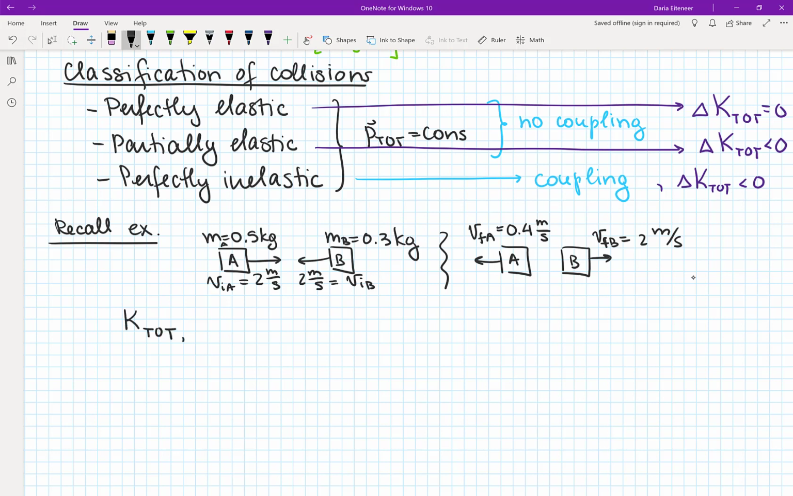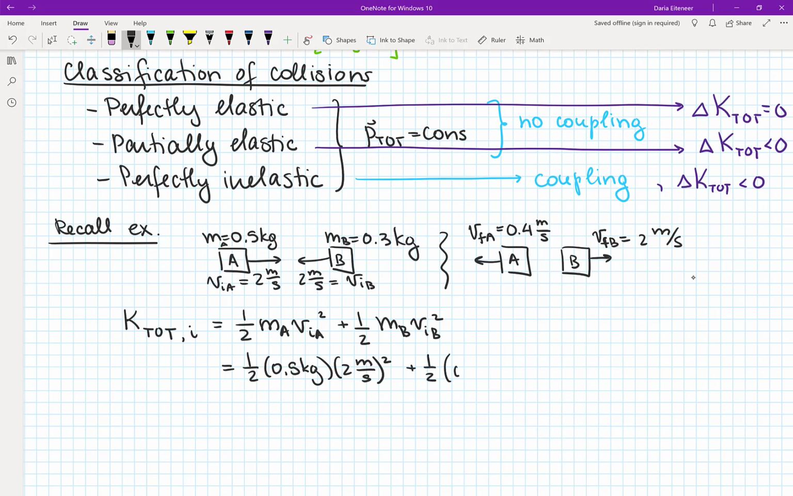I'm going to calculate total initial kinetic energy. So this is going to be 1/2 m_A v_iA squared plus 1/2 m_B v_iB squared. Obviously we have all of these values, we can just plug them in. We have the masses and we have the speeds. Again, in this case, velocities do not matter, only the speeds. If I crunch all of these numbers, I get 1.6 joules. So this is the total initial kinetic energy.